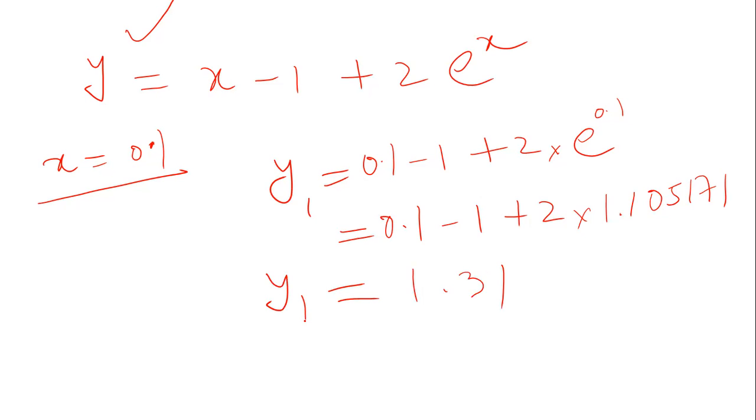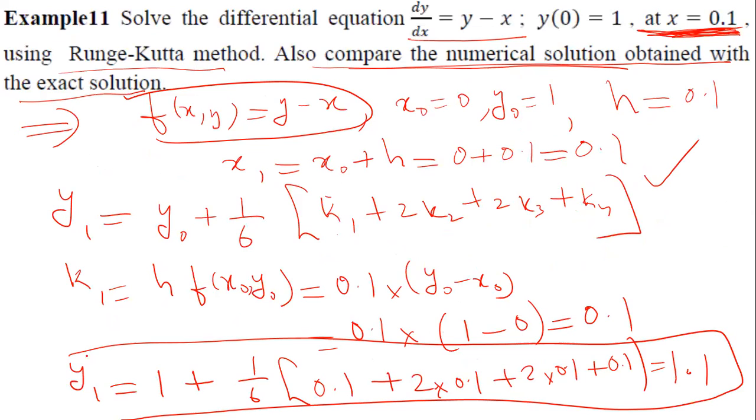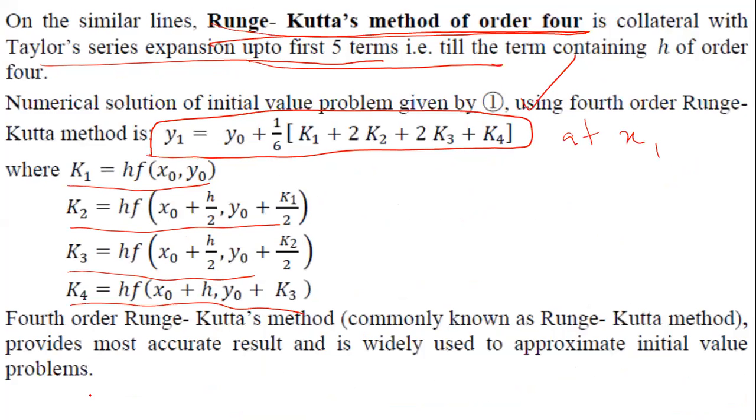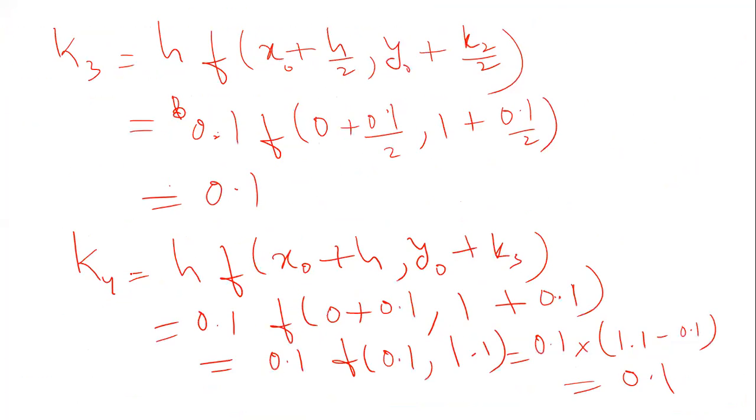Okay, so this is the result we obtained using the exact solution approach. And using the Runge-Kutta method, what did we obtain? 1.1. So I think there's some error here. All right, anyway, that is the approach. In this Runge-Kutta method of order 4, you have to use this formula. You can compute K1, K2, K3, K4, and you can obtain the approximate solution at y1. You can compare with the exact solution like that.